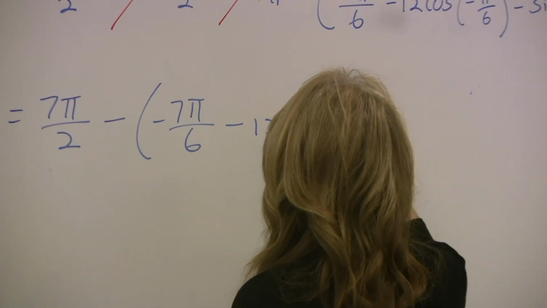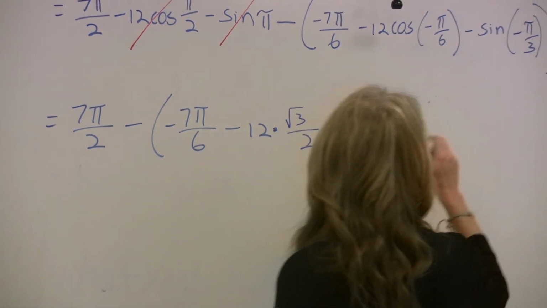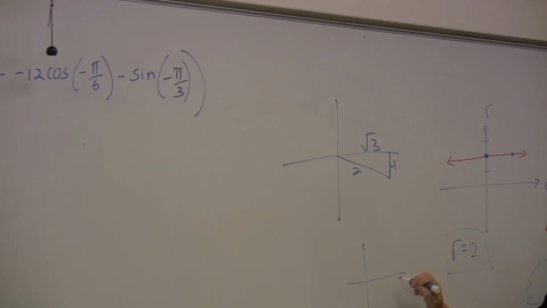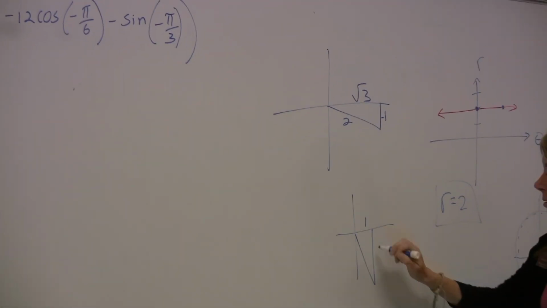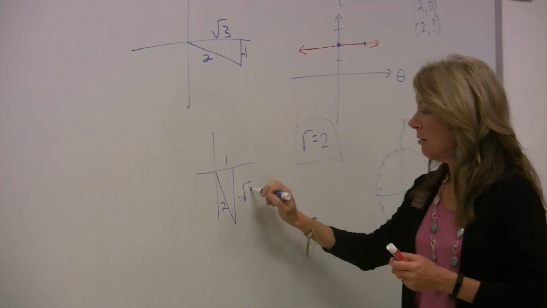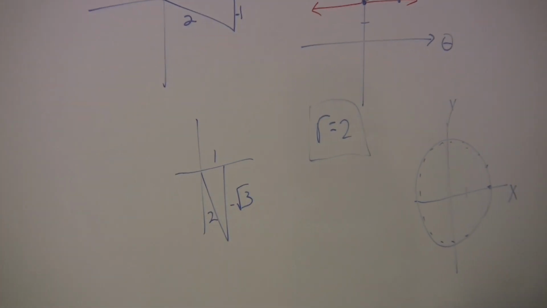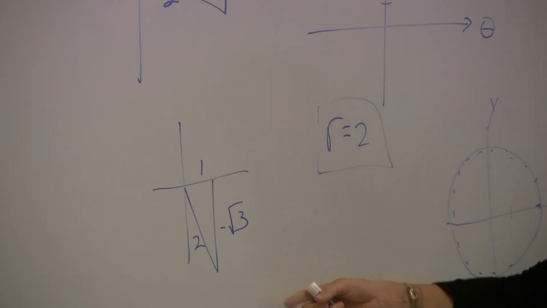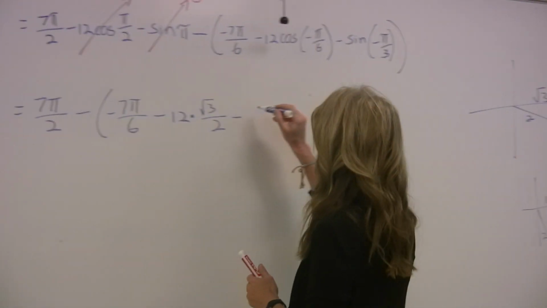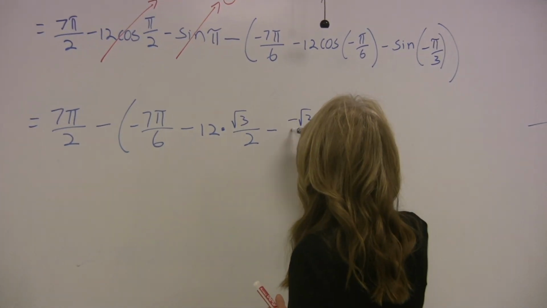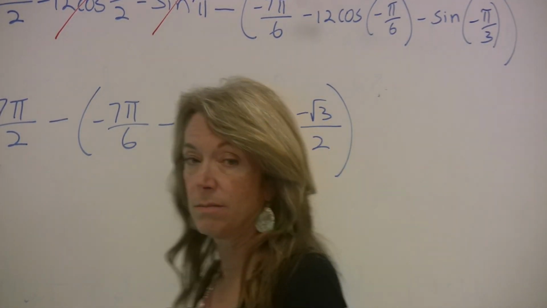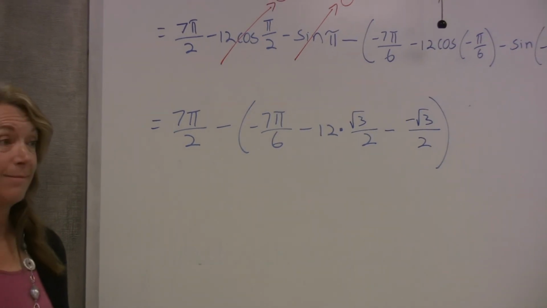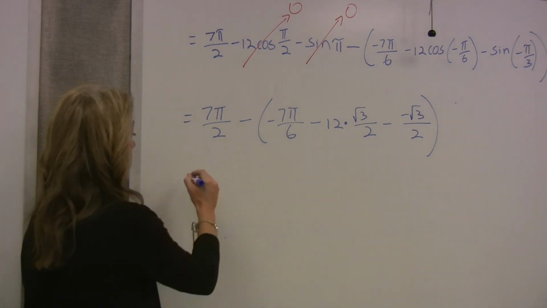12 times root 3 over 2 minus the sine of negative pi over 3. Pi over 3 is down here, so the sine of that is negative root 3 over 2. Negative this time. Minus negative root 3 over 2. We love our trig. We love our trig. Keep saying that. Someday you'll believe it.